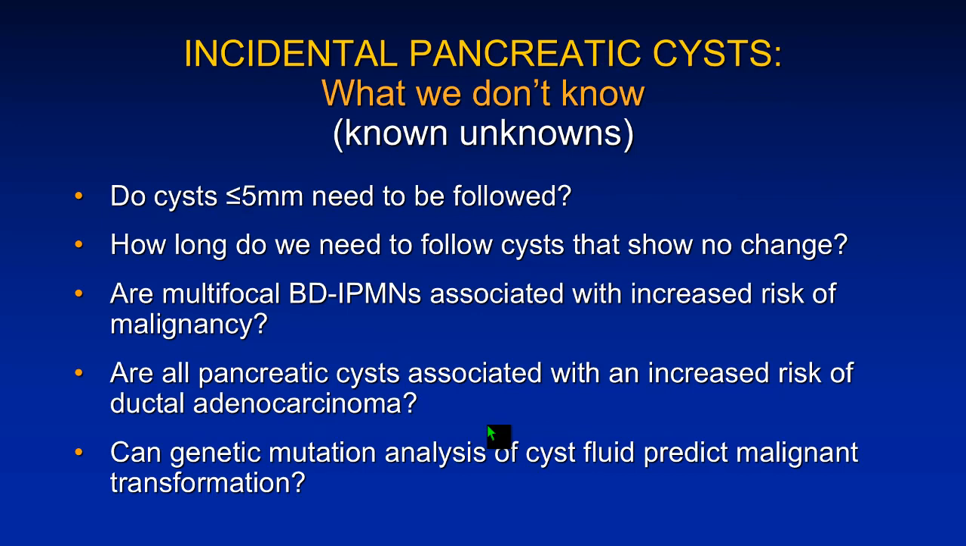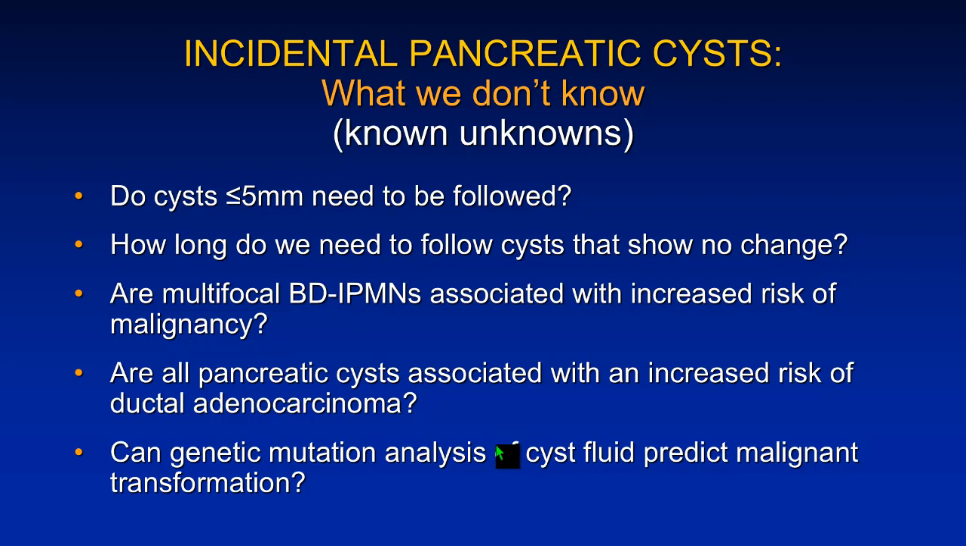So to summarize, what are some of the things we don't know that we still need to learn? Well, one thing that I think we do a lot is we follow these very tiny lesions that are less than 5 millimeters. And one question I have is, does that make sense? Do we really need to follow these very tiny lesions? I don't think we have enough information to know that yet. Another question is, how long do we need to follow cysts that show no change? Still don't have enough longitudinal information to make a definitive statement about that.